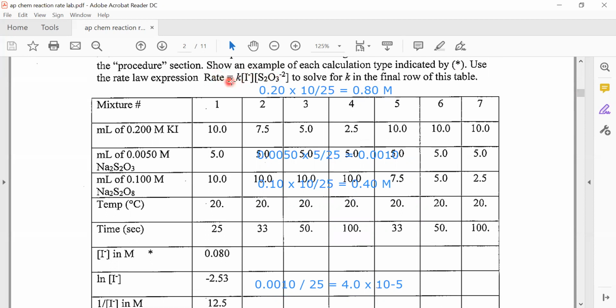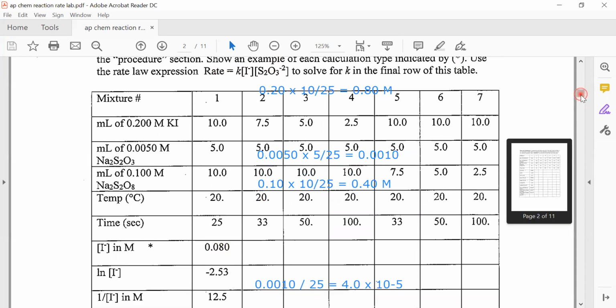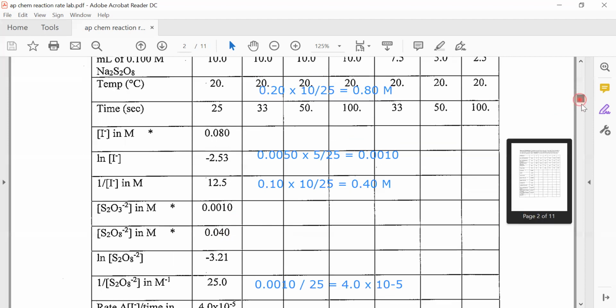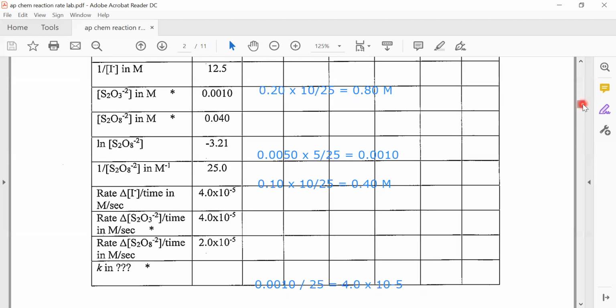But if this were the case, then K would be rate over I minus times S2O3. And where are you going to get that? Well, here's I minus right here, the 0.08. And for reaction 1, where's the S2O3? It's 0.040. Where is the rate? The rate is going to be this one that we determined right here, the 4.0 times 10 to the negative fifth.